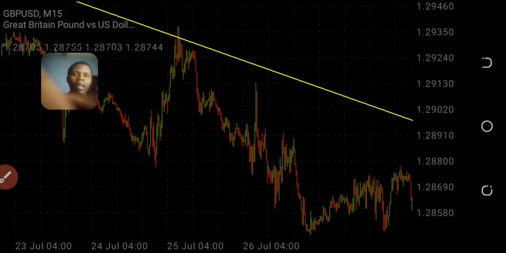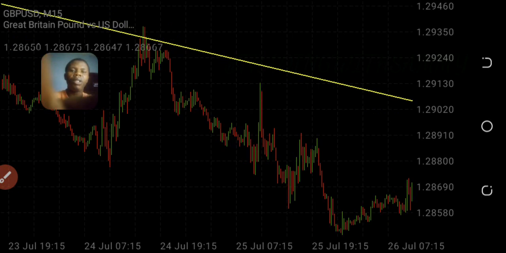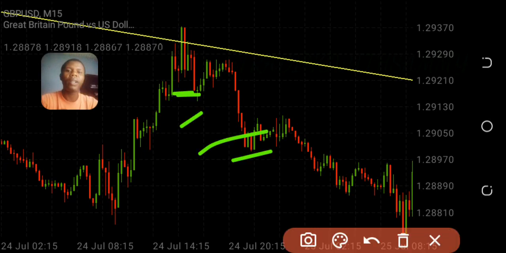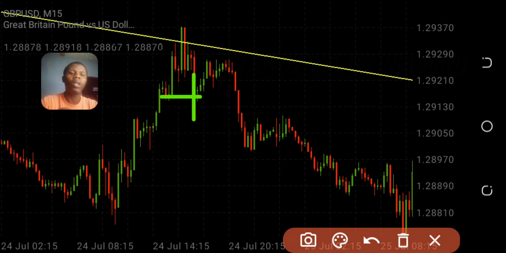Like I mentioned here, I'm going to be looking for entries in this zone here. So price touched the trend line, and what do we have here? We had a change of character here, which shows a break of structure. Now this actually tells us that price is going to be bearish.